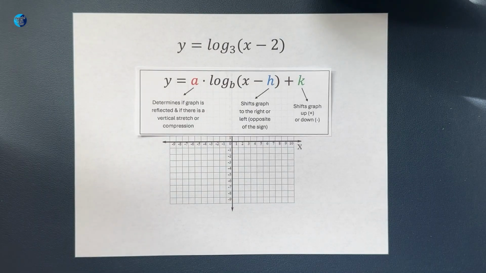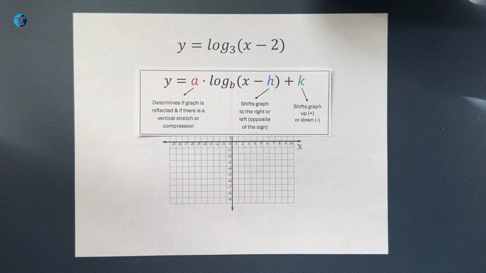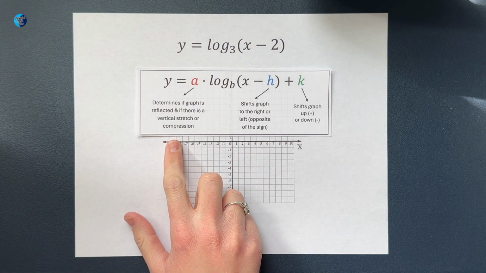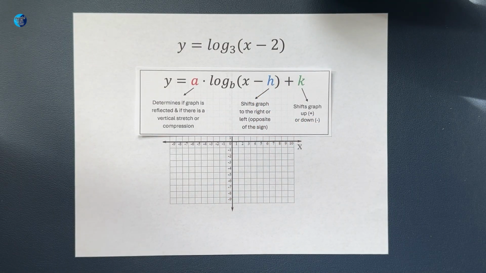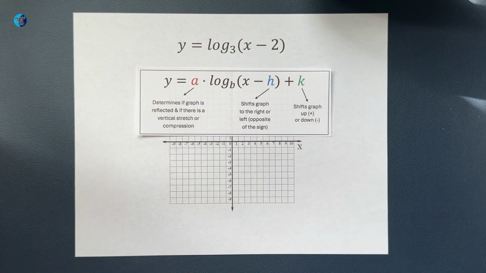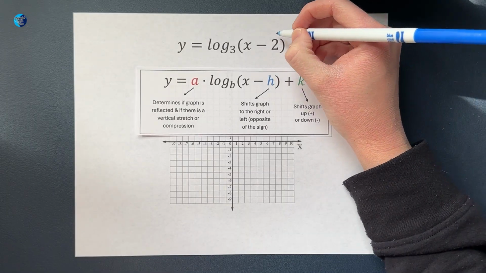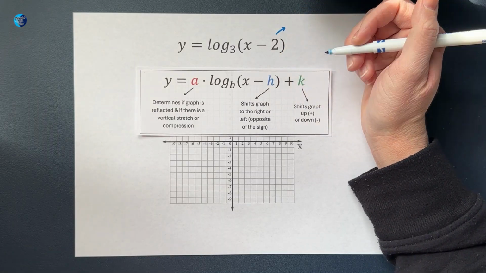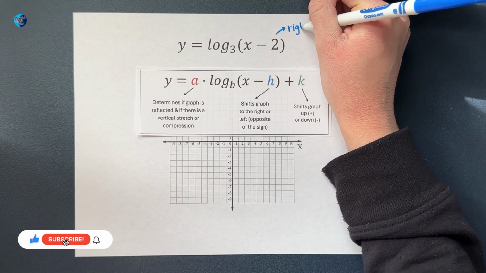So when we are graphing a log, it will change if there's a number being multiplied in front, whether that number is positive or negative. That will change my graph. If there's something being subtracted from or added to x, that will change my graph. And also if there's something being added or subtracted on the back. You'll see on ours today, the only thing that we have that changes is we have the h. So we have -2. Now, when it's next to the x, that is right and left, and you do the opposite of the sign. So this graph is going to be shifted to the right 2.